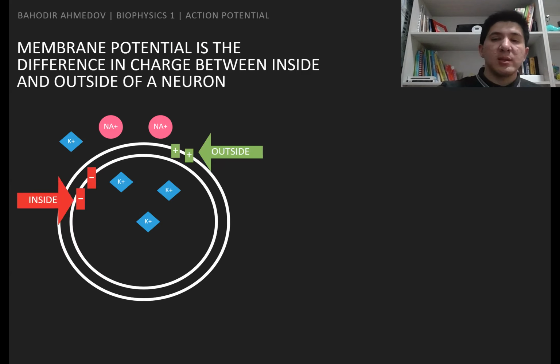Throughout this lecture, we're going to talk about the action potential in neurons, but we can have action potentials in muscle cells as well. This is the cross-section picture of a neuron. Here we can have the positively charged potassium ions across the membrane of a neuron, or the positively charged sodium ions, again across the membrane, but outside. The membrane potential is the difference in charge between inside and outside of a neuron. It basically means: if you have some charge outside and some charge inside, what is the difference in the charge?